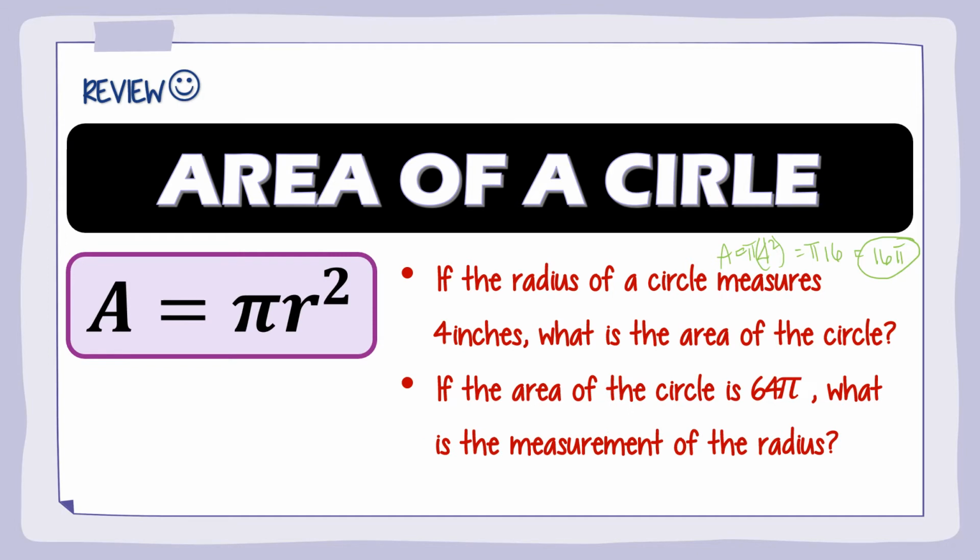Next, if the area of the circle is 64 pi, what is the measurement of the radius? Okay, we simply get the square root, the principal root of 64, which is 8. So our radius is 8.